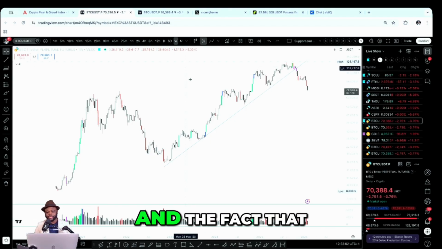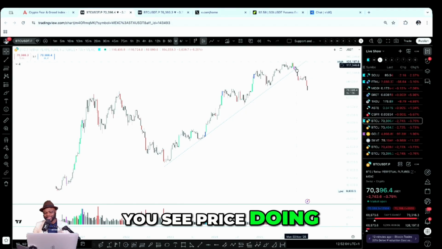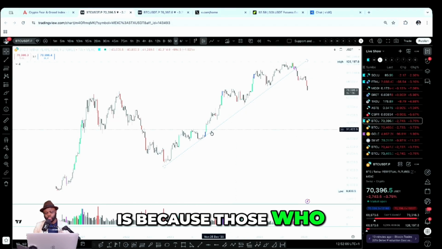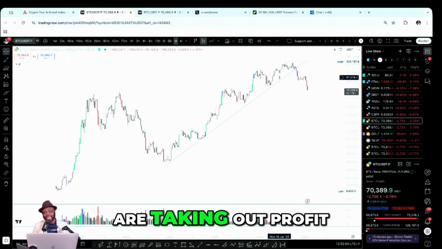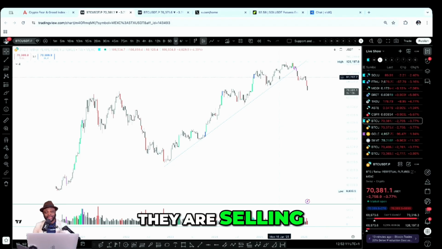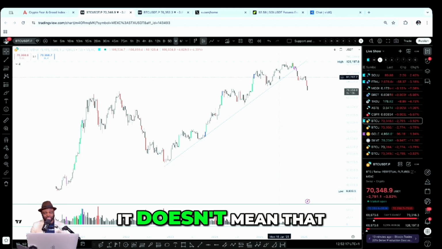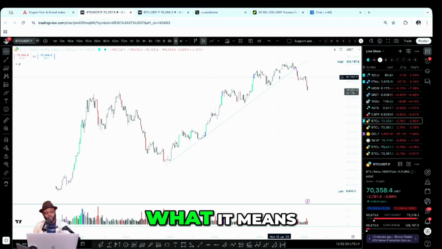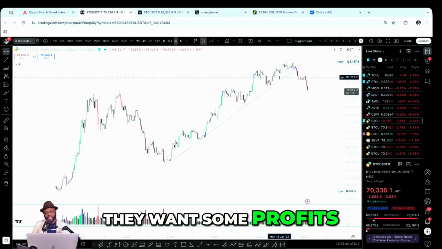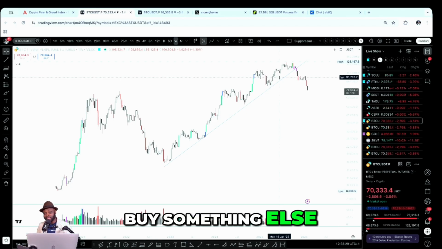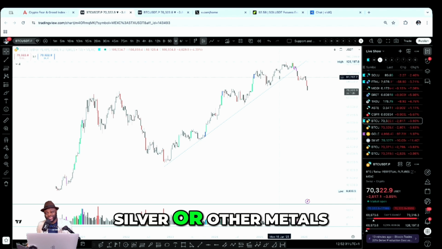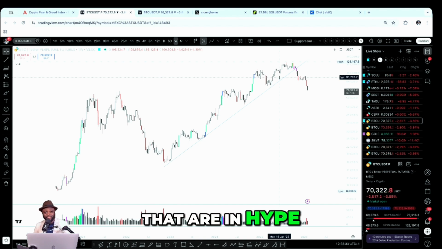And the fact that you see price doing what price is doing is because those who bought early are selling, are taking out profit, right? They are selling at market price. They are using most of you guys as exit liquidity. It doesn't mean that price is going to go to zero. No, what it means is they want some profits and they want to use the profit to buy something else, maybe gold, silver, or other metals that are in hype now.